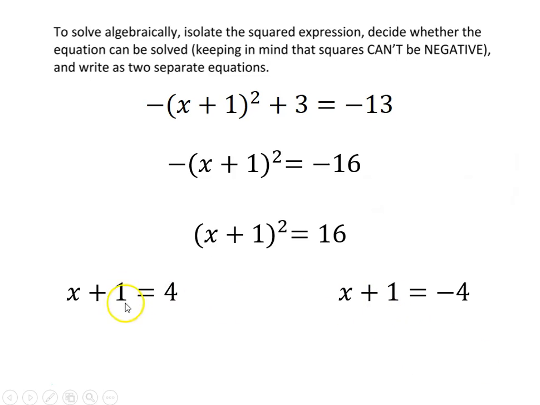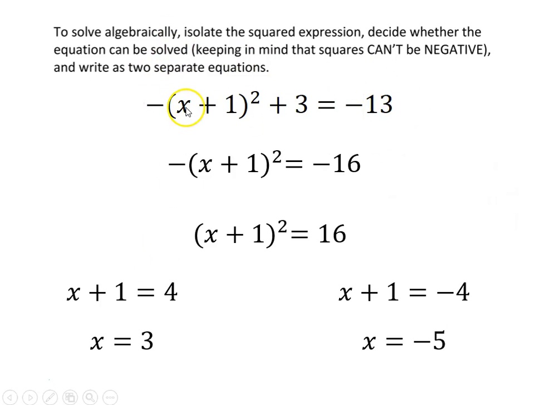Let me solve these two basic algebraic equations. x plus 1 equals 4. That's got to be 5. I'm sorry, 3. 3, because we subtract 1 on both sides. And x plus 1 equals negative 4 is going to be negative 5, because negative 4 minus the 1 is negative 5. So 3 and negative 5 are the solutions to this quadratic equation.